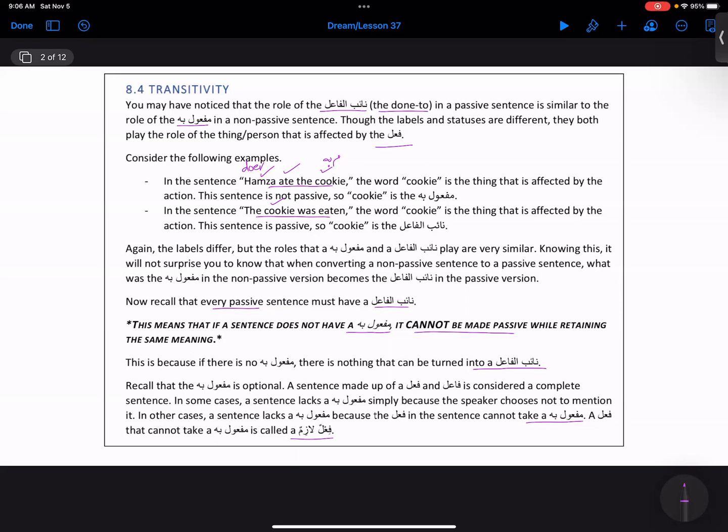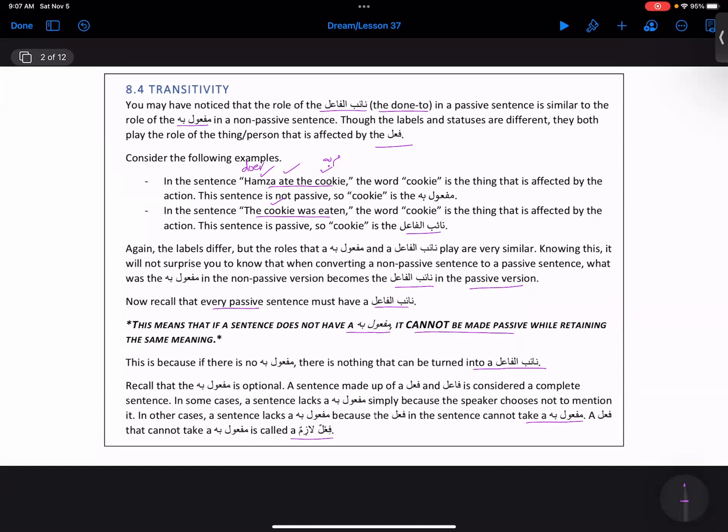The word cookie is the thing that is affected by the action, and this sentence is passive. So cookie is the naib fail. Again, the label differs, but the role that a maf'ulun bihi and naib fail play are very similar. Knowing this, it will not surprise you that when converting a non-passive sentence to a passive sentence, what was the maf'ulun bihi in the non-passive version becomes the naib fail in the passive version. Now recall that every passive sentence must have a naib fail, right? Because we know that in our fail, the doer is always there, right? The hidden pronoun is there, right? So basically in passive, it would be the naib fail.